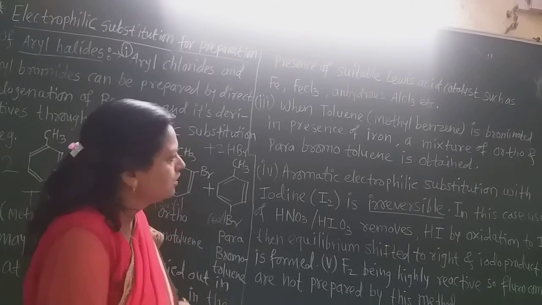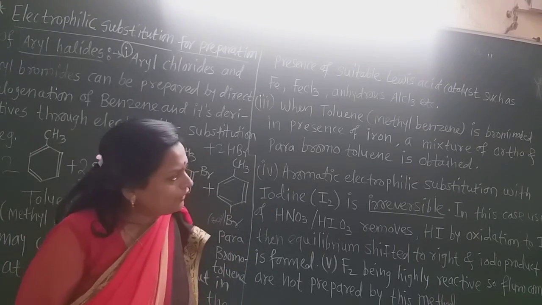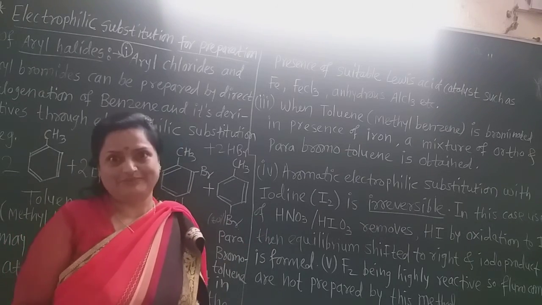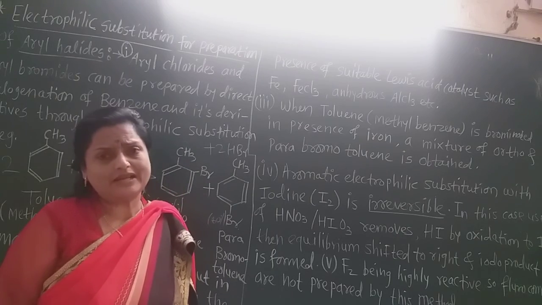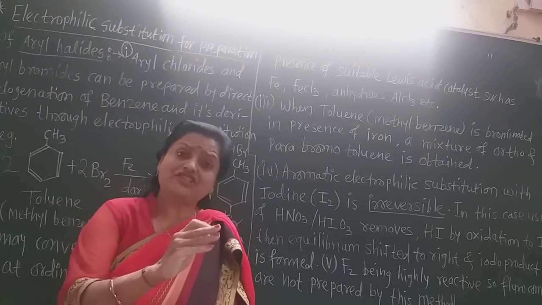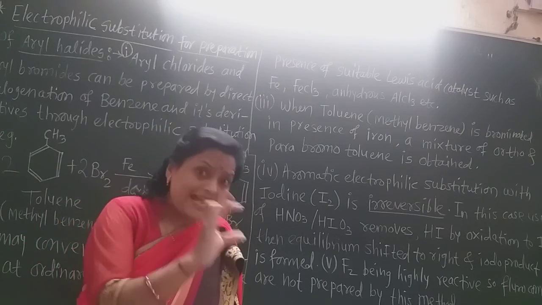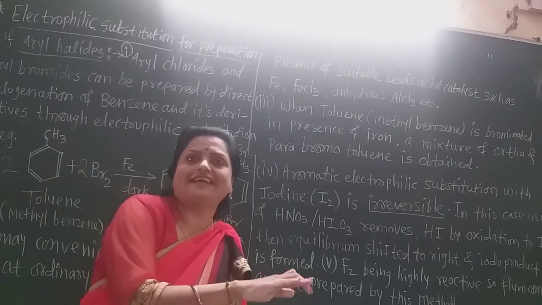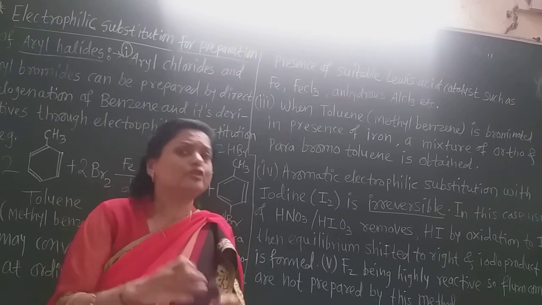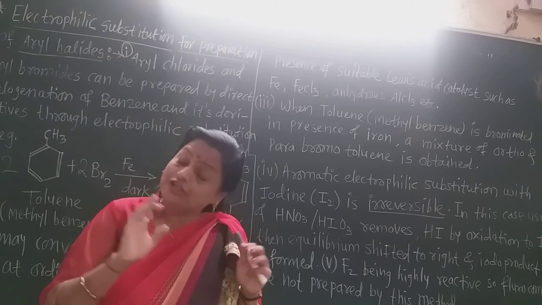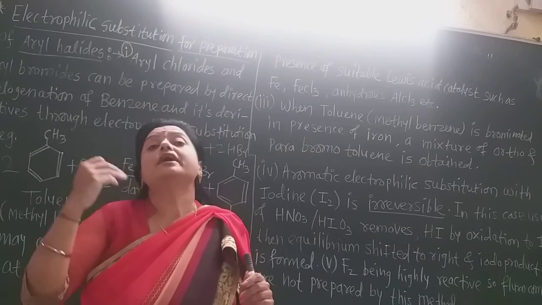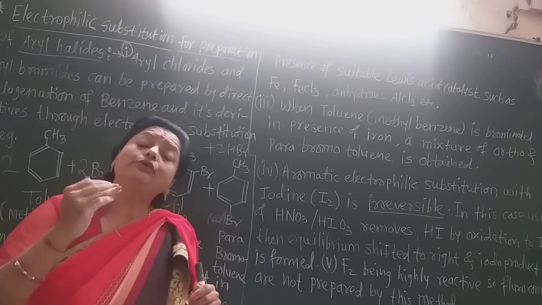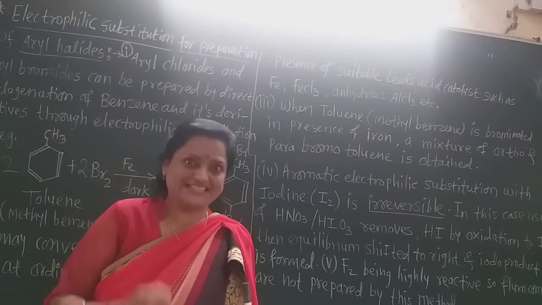Now see here the fourth point. Aromatic electrophilic substitution with iodine is reversible. What is meant by reversible? That means if the reaction is carried out, the reactant gives the product, and after some time again the product gives the reactant. That means we say that there is no reaction, but that is not true. There is a reaction, but again the product gives the reactant. So what do we use to stop the reverse reaction?